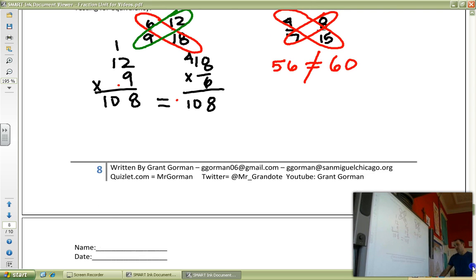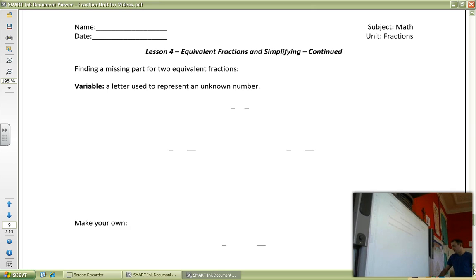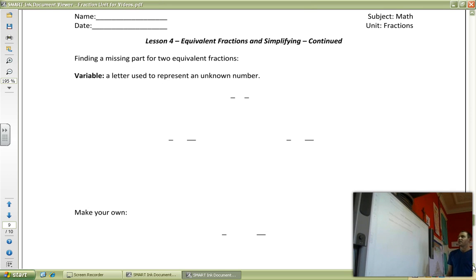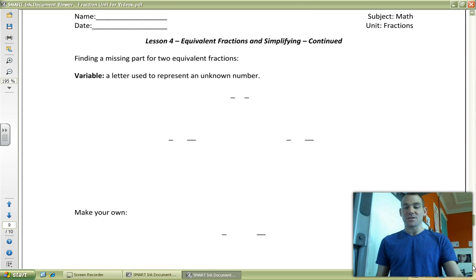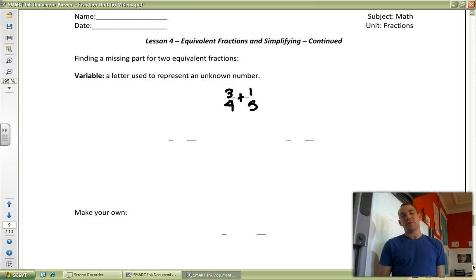Moving down. You're going to have to bear with me because I'm going to have to fill in some of these missing fractions for you. But now we're going to start talking about finding a missing part of two equivalent fractions. Let's fill in the numbers real quick. This is a problem I had on the piece of paper. It's 3/4 plus 1/5. Now, this isn't going to be a big, long video about adding fractions. We'll get to that a little bit later.